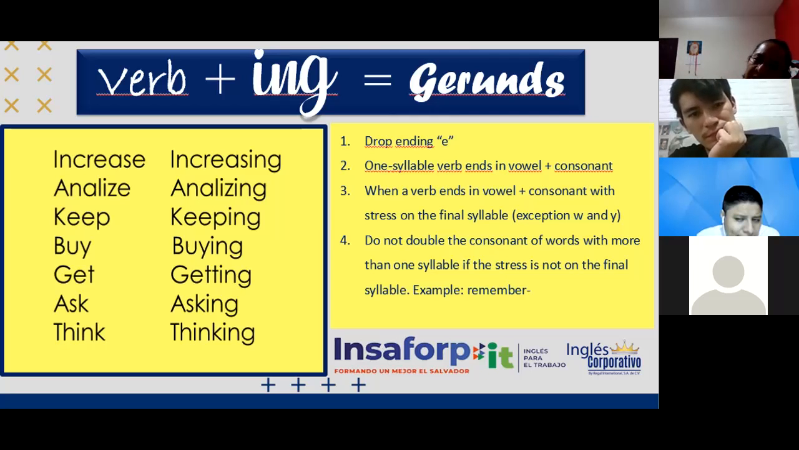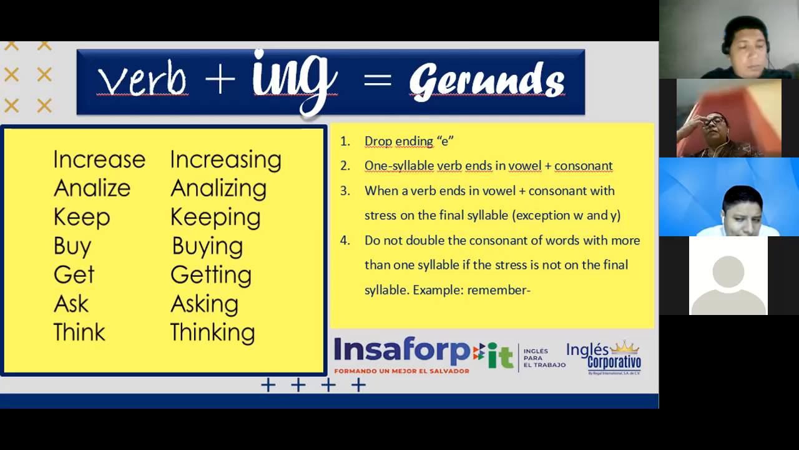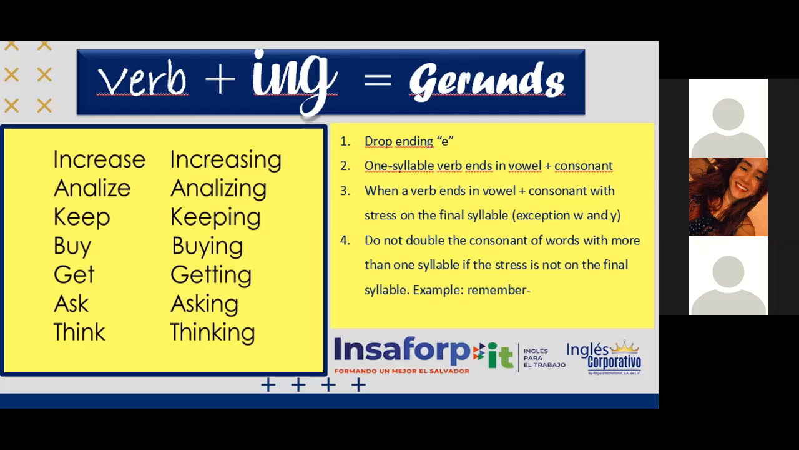Increasing, analyzing, keep, buy, getting, ask, asking, thinking. Thank you, Ana Cristina. Ana Delmi, please. Increasing, analyzing, keeping. Keep. Ahí sería keeping. Keeping, getting. Asking. Thinking. Thank you very much, Ana Delmi.